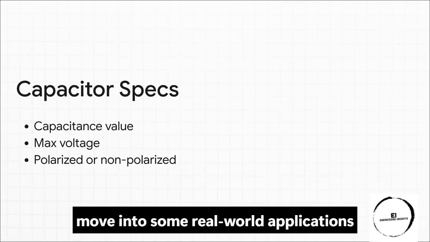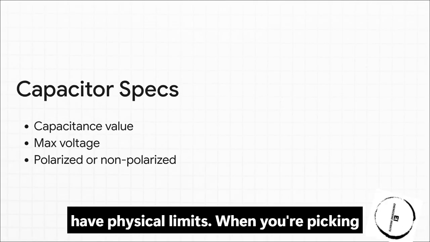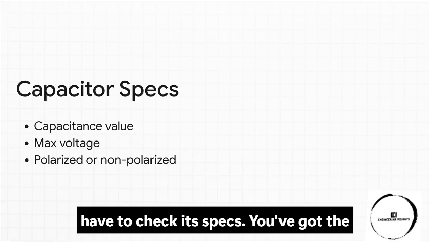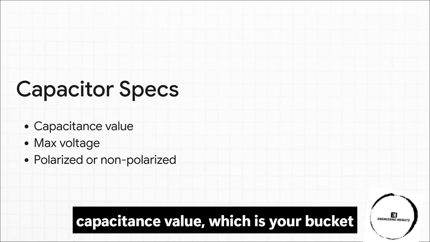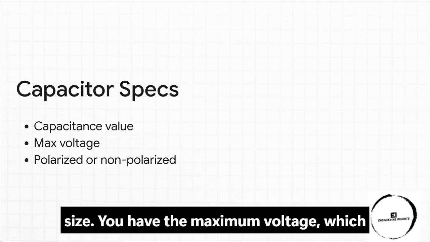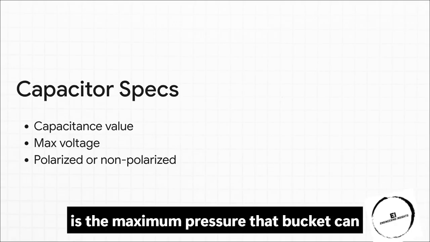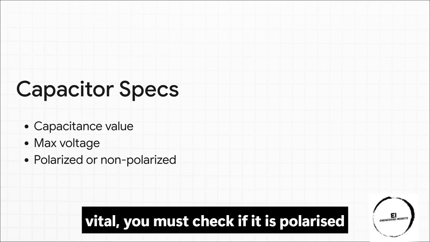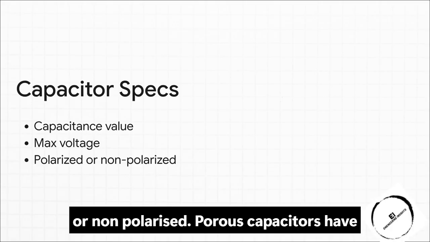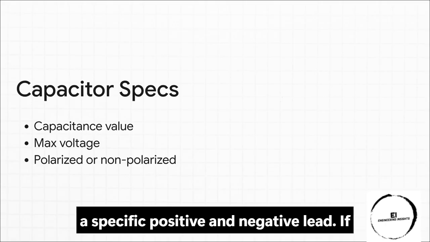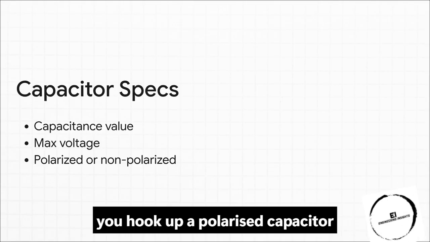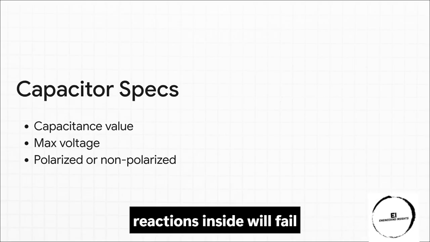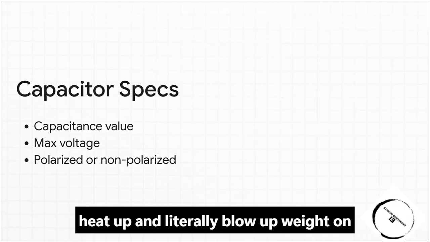Now let's move into some real-world applications here, because physical buckets absolutely have physical limits. When you're picking out a real capacitor for a circuit, you have to check its specs. You've got the capacitance value, which is your bucket size. You have the maximum voltage, which is the maximum pressure that bucket can handle before it breaks. And this is vital. You must check if it is polarized or non-polarized. Polarized capacitors have a specific positive and negative lead. If you hook up a polarized capacitor backward in a circuit, the chemical reactions inside will fail catastrophically. Like it can actually heat up and literally blow up right on your workbench.